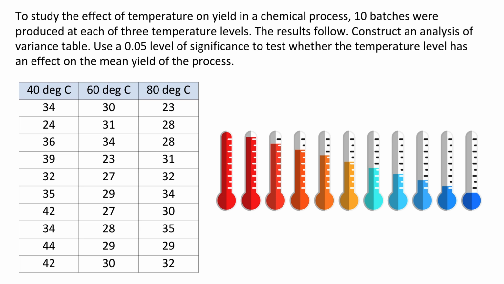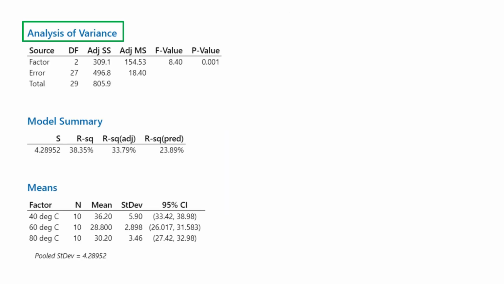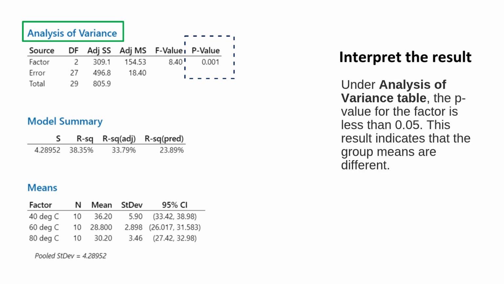The p-value is a measure of the strength of the evidence in your data against the null hypothesis. When the p-value for the factor is less than the significance level of 0.05, it indicates that there is strong evidence to reject the null hypothesis. This result suggests that the group means are statistically different from each other.